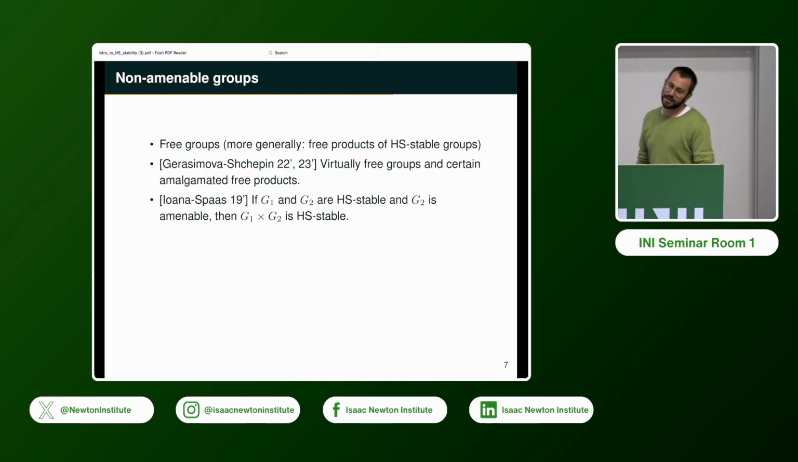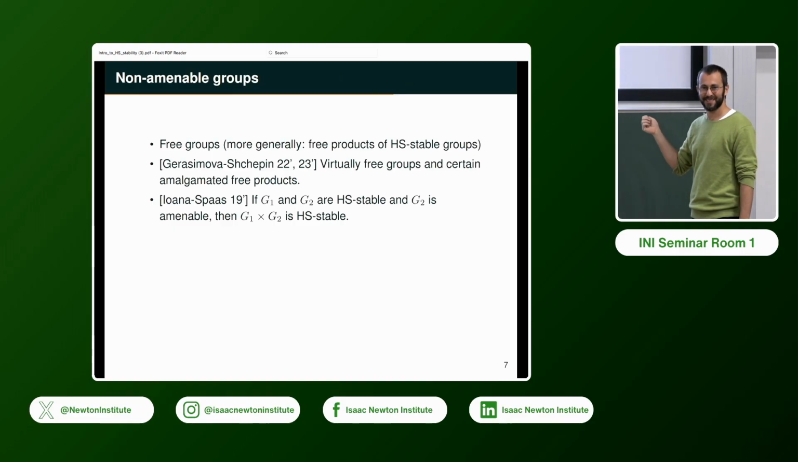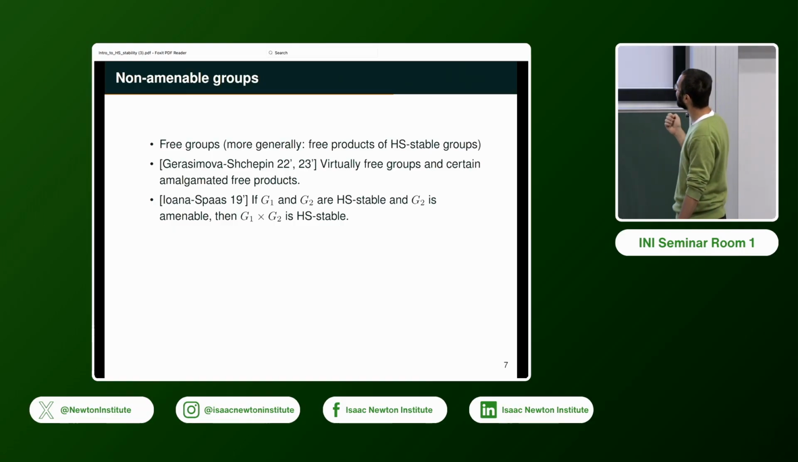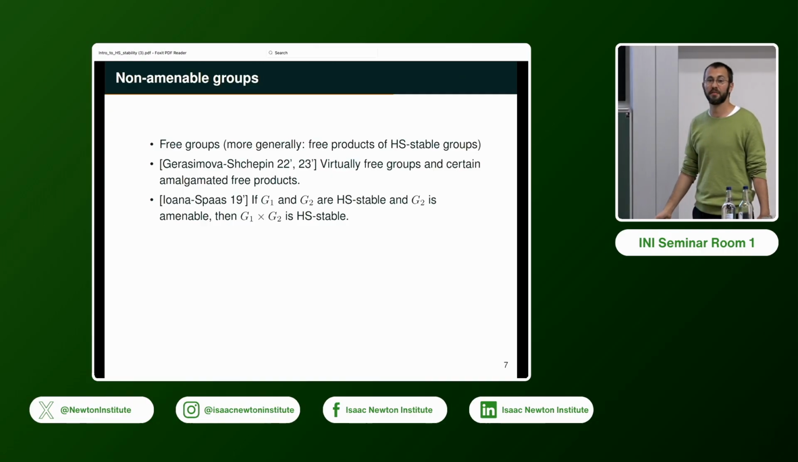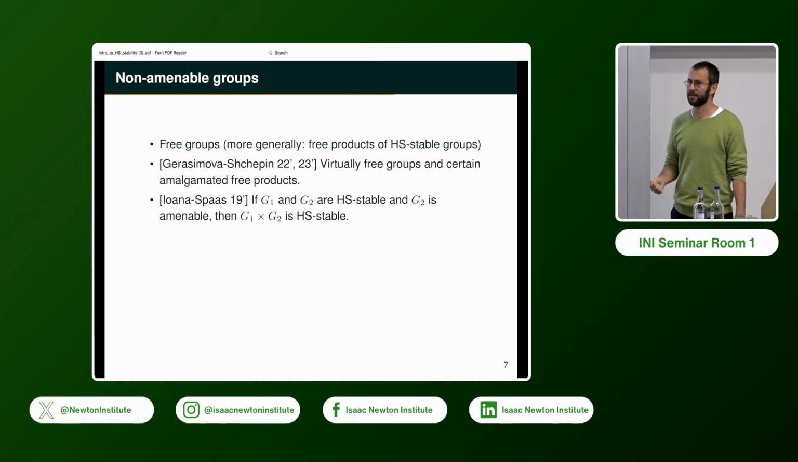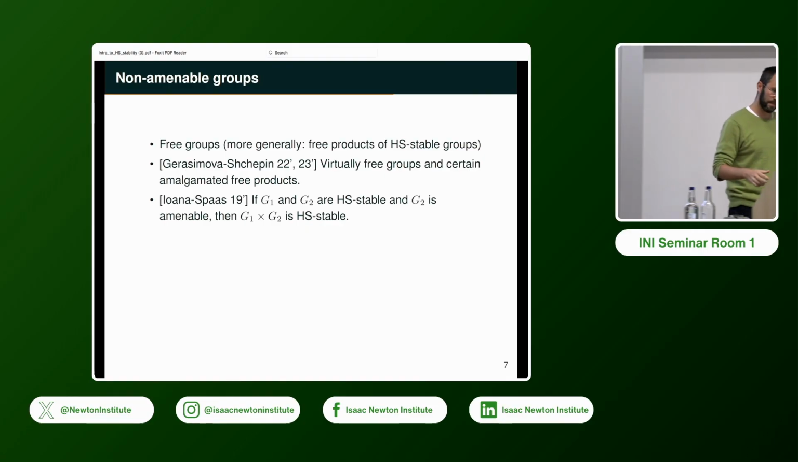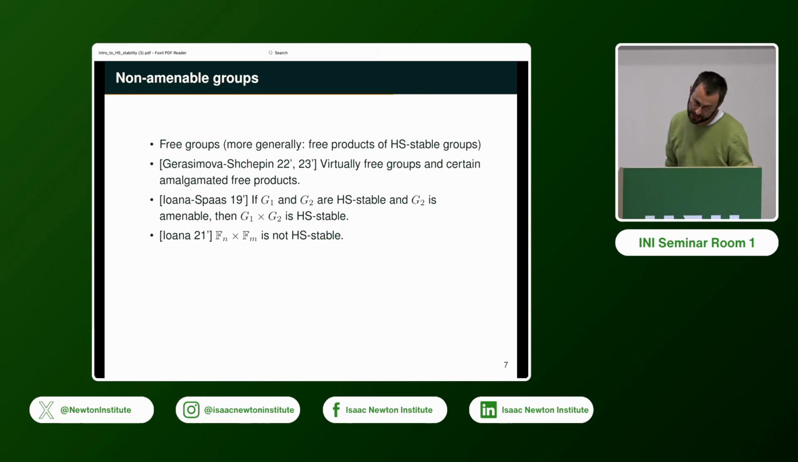A result by Johanna and Spa says that, this is kind of like the product question, which we already saw, that stability doesn't go into products, however, if one of the groups is amenable, then stability does pass to products. So for example, the group Z cross F2 is Hilbert-Schmidt stable, despite it being not permutation stable. Johanna has a very nice work where products of free groups are never Hilbert-Schmidt stable.